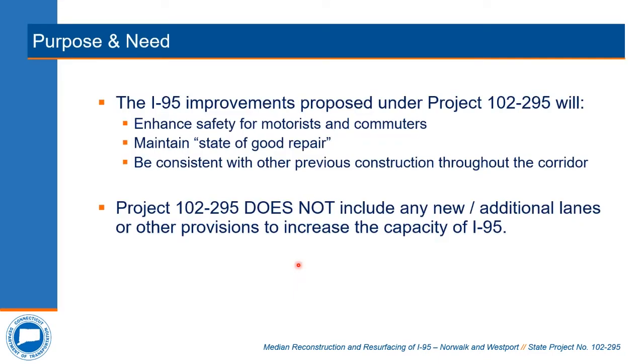Regarding purpose and need, Project 102-295 can be considered a safety improvements project. The work that we are proposing will enhance the safety of the corridor for motorists and commuters, maintain this corridor in a state of good repair, and be consistent with other previous construction projects throughout the I-95 corridor. I would like to note that Project 102-295 does not include any new or additional lanes or other provisions to increase the overall capacity of I-95 at this location.